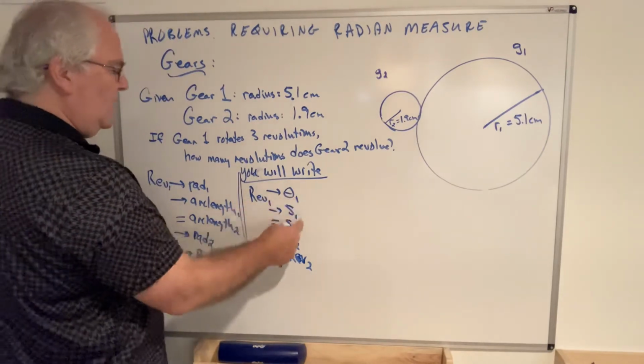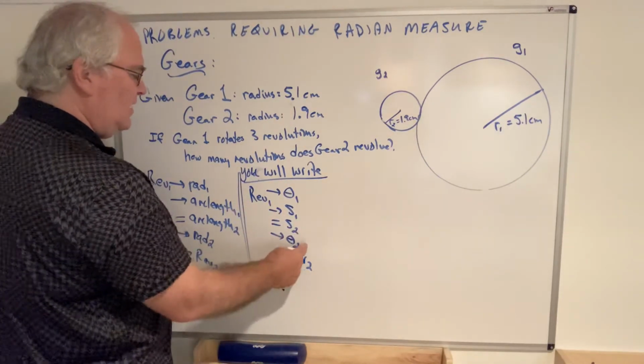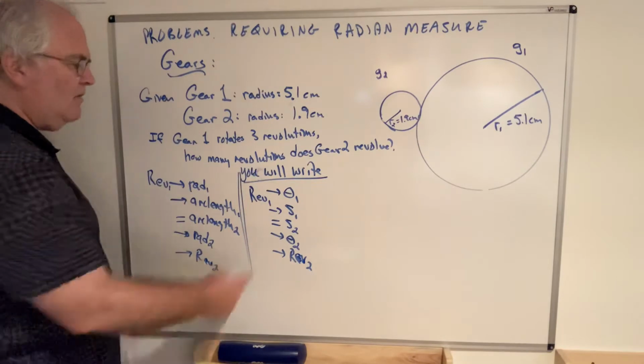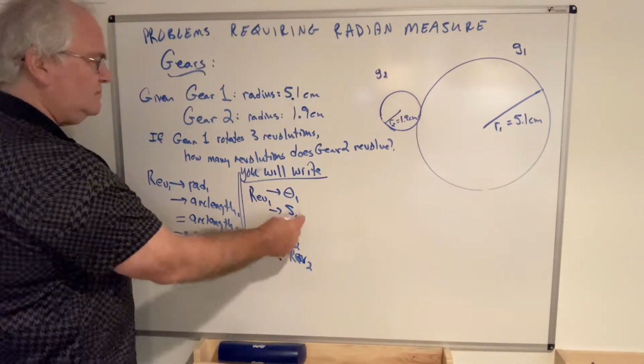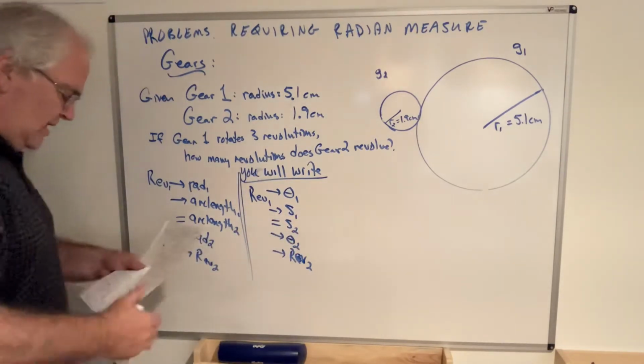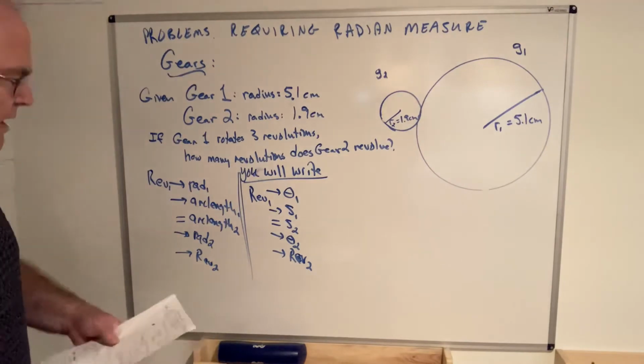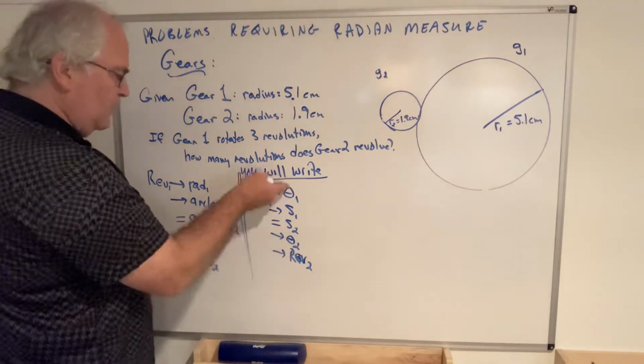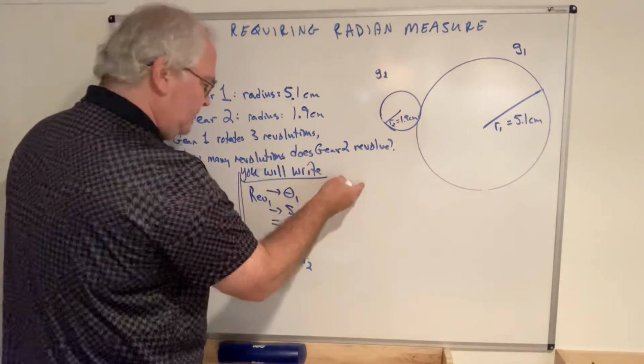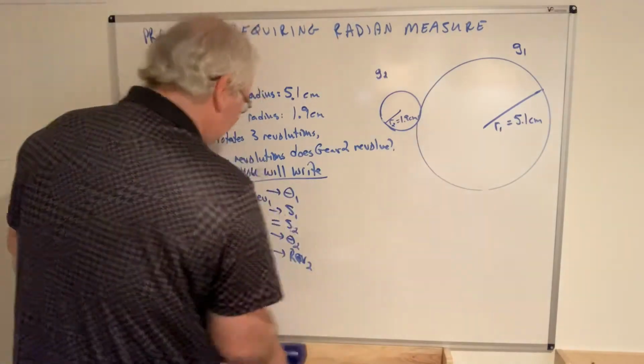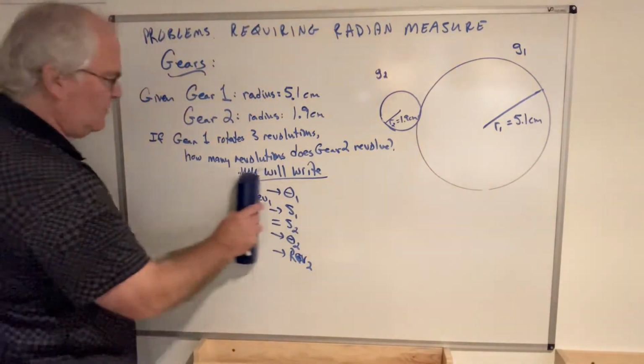Revolution 1, theta 1, then S1, then S2, then theta 2, then revolution 2. Remember, arc lengths are equal. Now, I'm going to want to see 3 columns: this analysis, and then the statements, and then the actual scratch work. So I'm going to get rid of this. I'm going to rewrite this now.